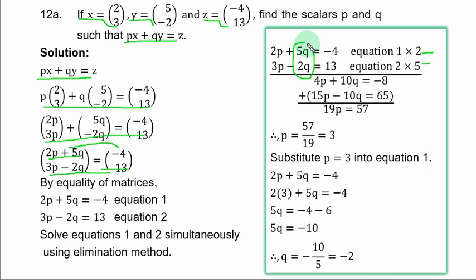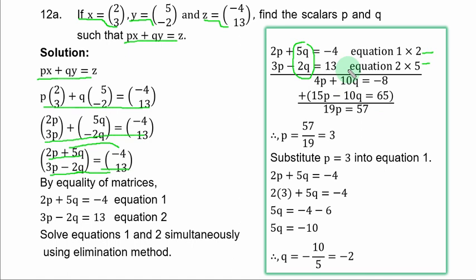There is 5 and 2 already. The LCM is 10. We have to make 5 to be 10. To achieve that, multiply through equation 1 by 2, and to make 2 to be 10, you multiply through equation 2 by 5. So you have 4P plus 10Q equal to minus 8, and you have 15P minus 10Q equal to 65. We are adding because the signs of the coefficients are opposite in both equations.